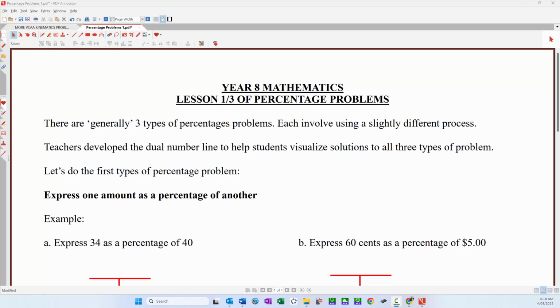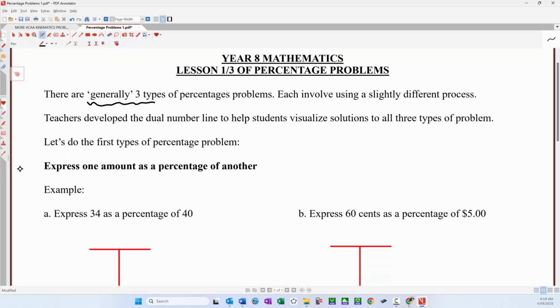Most of you won't be able to go a day without seeing percentages somewhere. So what we're going to do for the next 4 or so lessons is look at percentage problems, and we're going to use a particular strategy to answer them. These types of problems generally fall into 3 different categories, and what we'll do is do category 1.